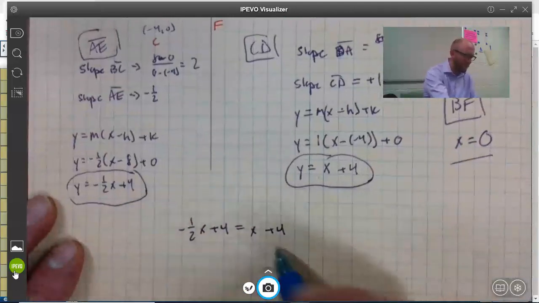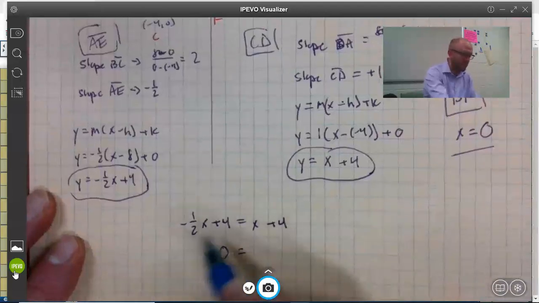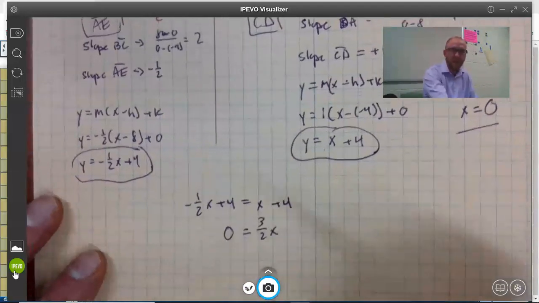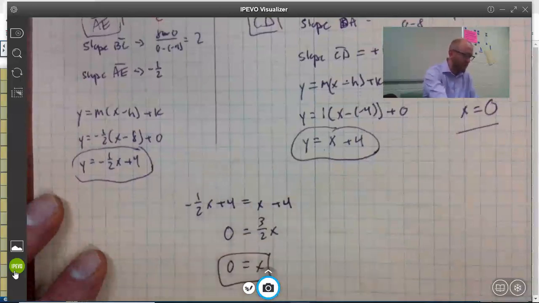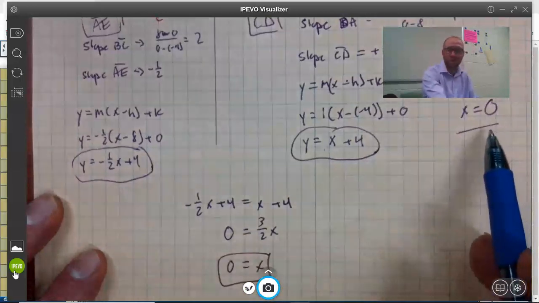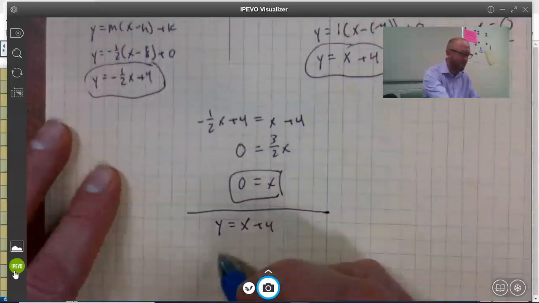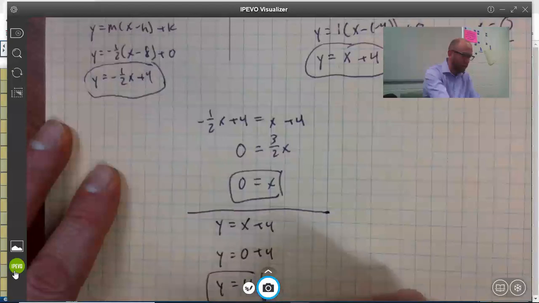Let's see, I'm going to add 1/2 x to each side, and I will take 4 away from each side. Oh, this is going to be easy because when I take 4 away from each side, I get 0. So it really doesn't matter what the coefficient of x is, but we'll find it. It's 3/2 x, and divide both sides by 3/2. Well, 0 divided by 3/2 is 0. So x equals 0, just like over here. Now we've got to plug that back into one of these equations. y equals x plus 4. Plug 0 in, 0 plus 4, and we get y equals 4.